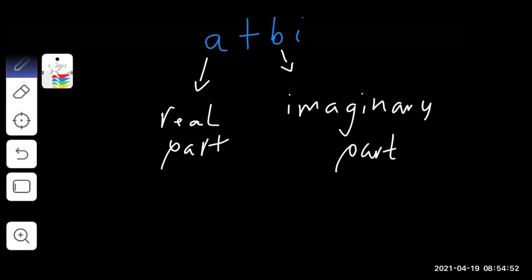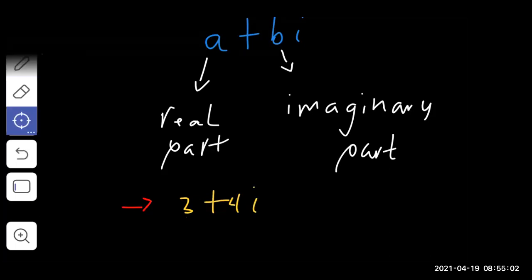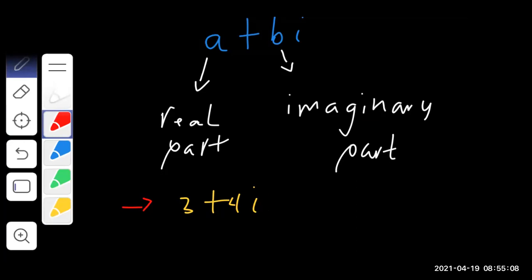Let me give you an example. An example of a complex number is something like 3 plus 4i. This is a complex number. We have two parts in it. The 3 is the real part, and 4 is the imaginary part. If you didn't get it, let me give you another example of a complex number. That could be negative 2 minus 10i.